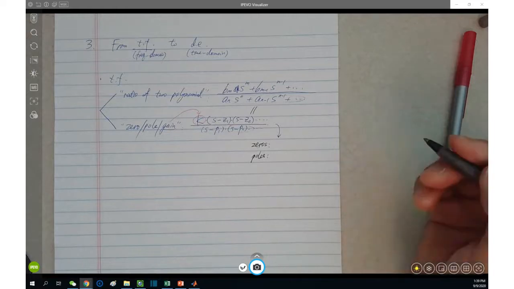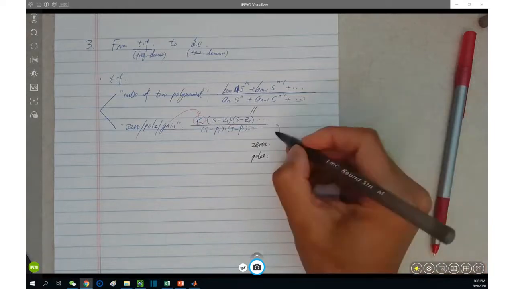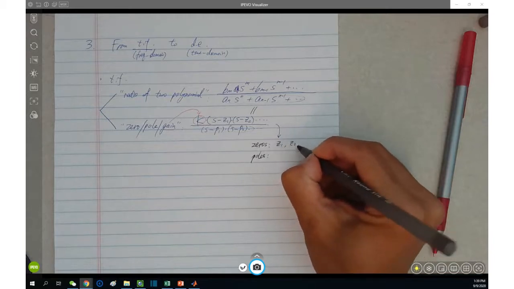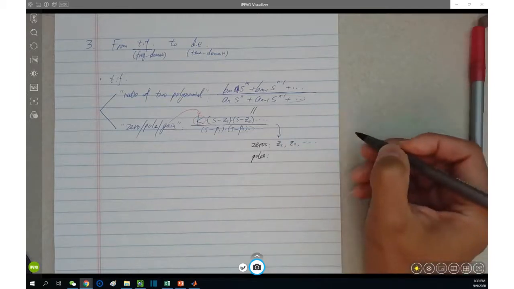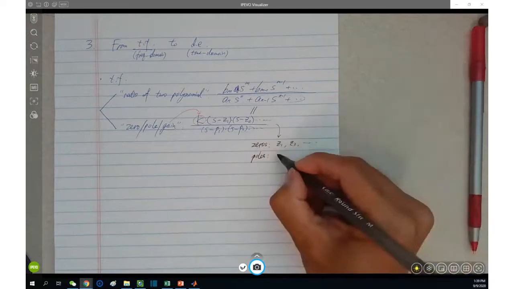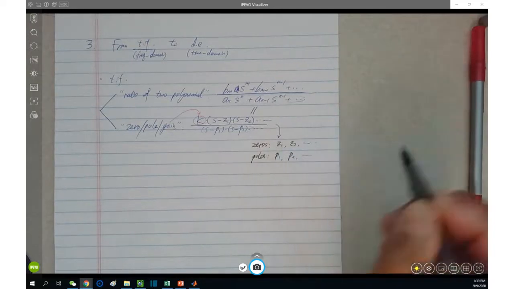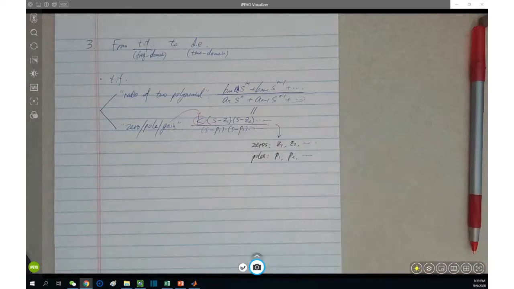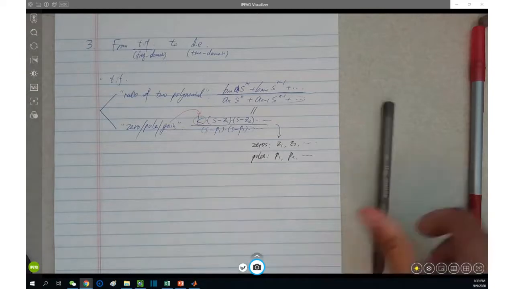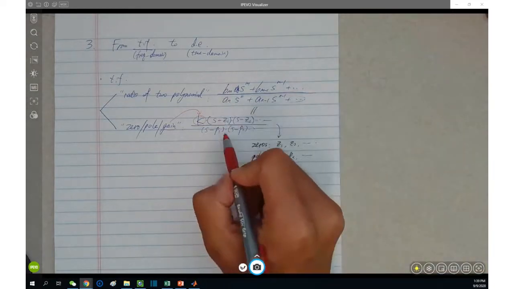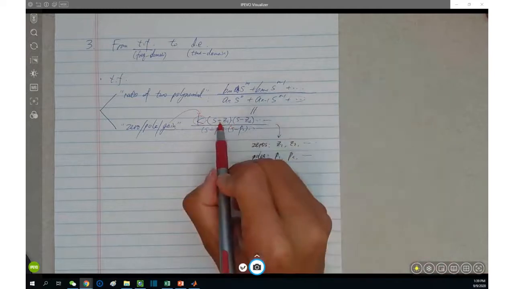Much easier, isn't it? So the zeros here are what? z1, z2, and a bunch of z's. Who are the poles? p1, p2, and so on, down here. We can easily tell that. Of course, be careful here. If you're seeing a plus in the numerator or a plus in the denominator, then the corresponding zero is what? Negative z1, right?